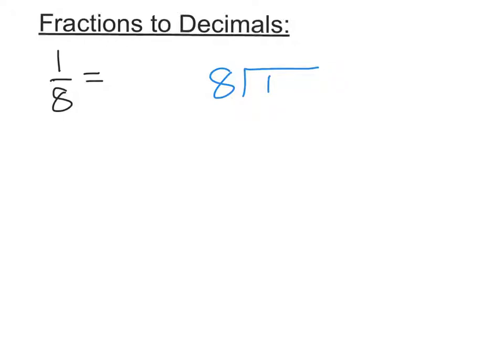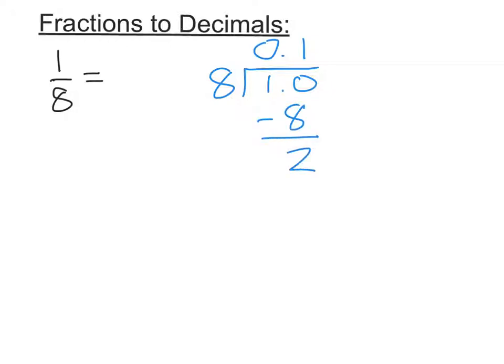Now obviously 8 won't go into 1, but if we put a decimal point and a 0, we can put 8 into 10. Don't forget to put your decimal up here right above in the answer. So 8 does not go into 1, but into 10 it will go one time. 8 times 1 is 8. You subtract to get your remainder of 2.